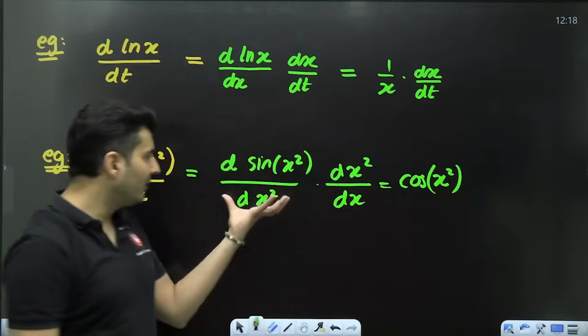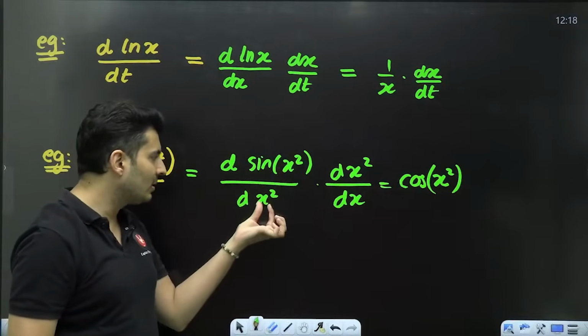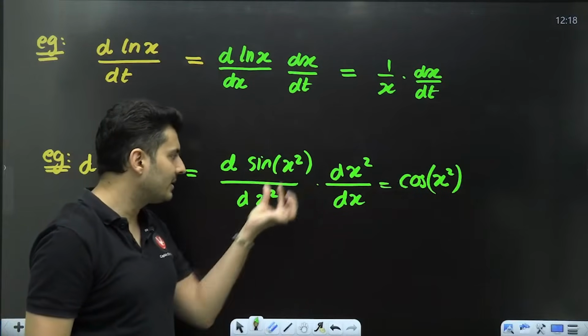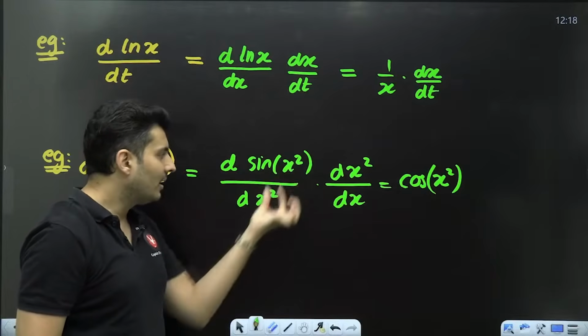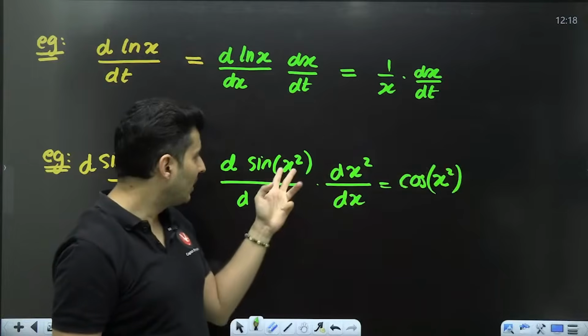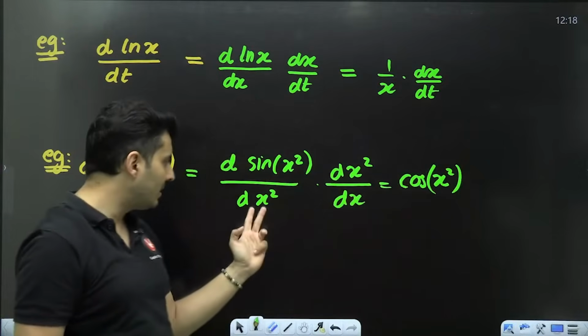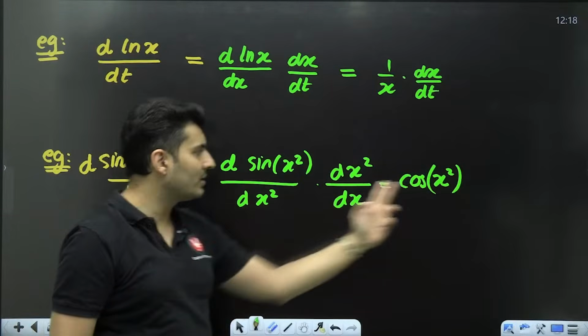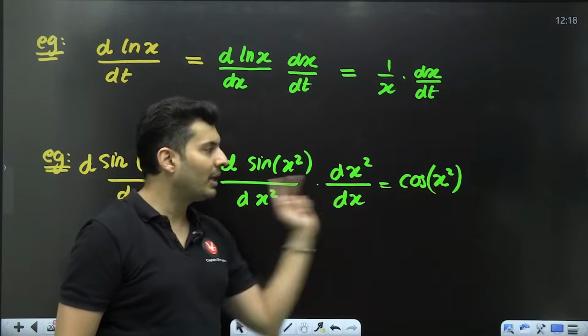Do you guys agree? The first term, if this was y, this is also y. This is s, this is s, this is x, this is x. So same things I can differentiate. So derivative of sine is cos. Whatever was there inside the bracket, put it as it is because differentiation was with respect to the same variable.